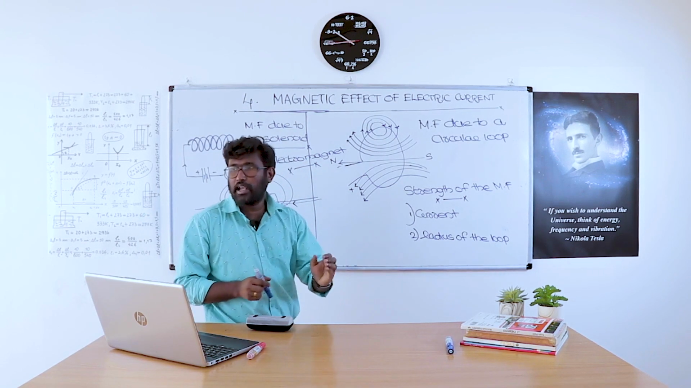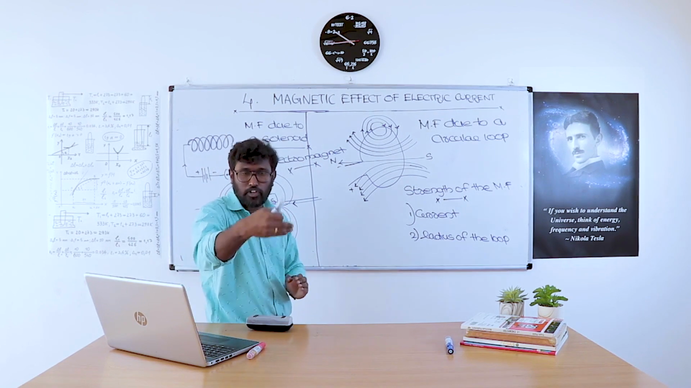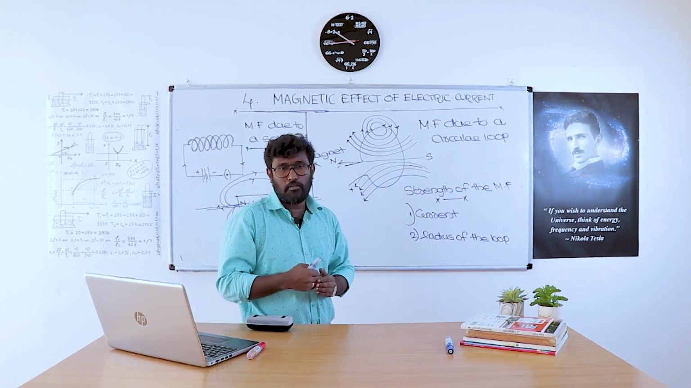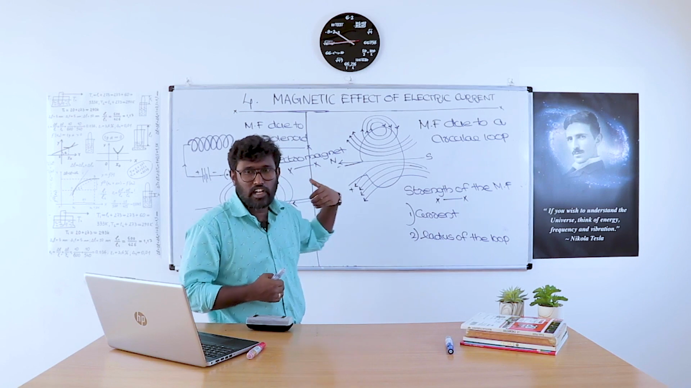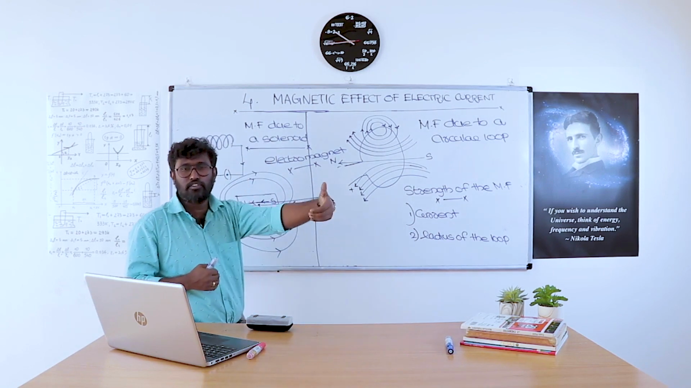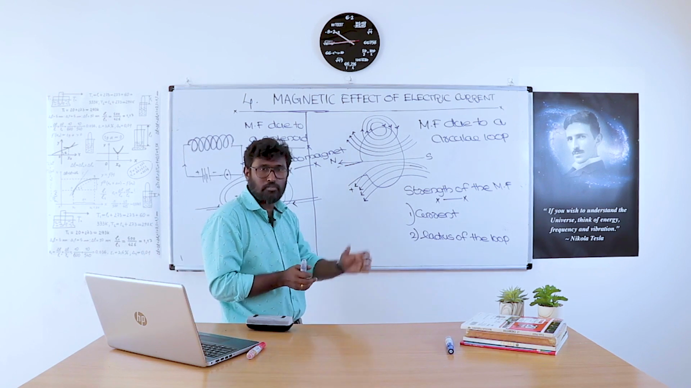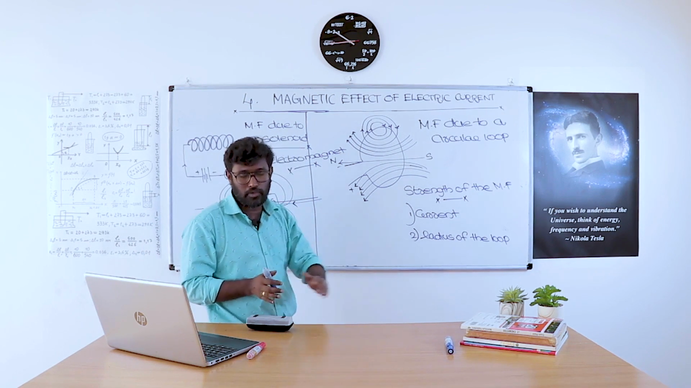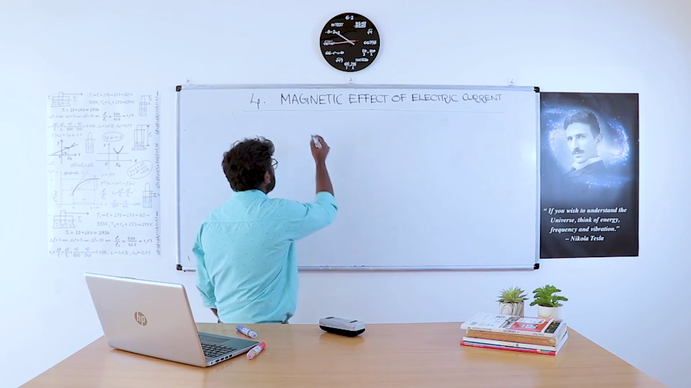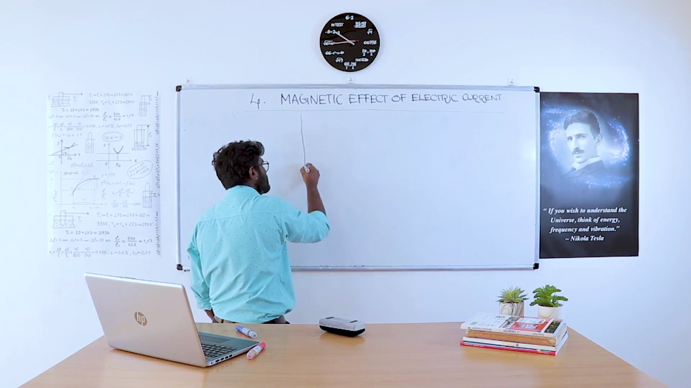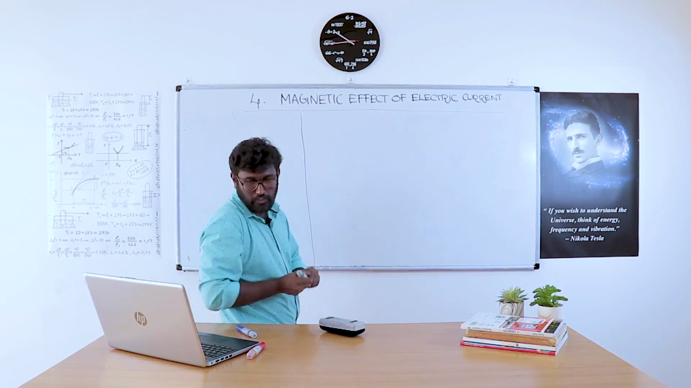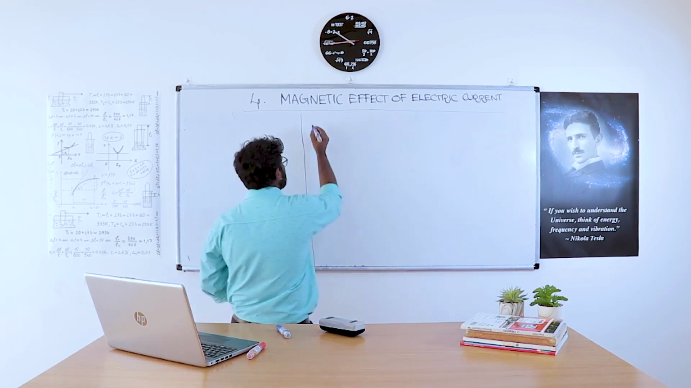A solenoid can be used as an electromagnet because the strength of the magnetic field in the case of a solenoid is on the higher side. That's all about the magnetic field due to a circular loop and the magnetic field due to a solenoid. Now moving to the next topic, force acting on a current carrying conductor.